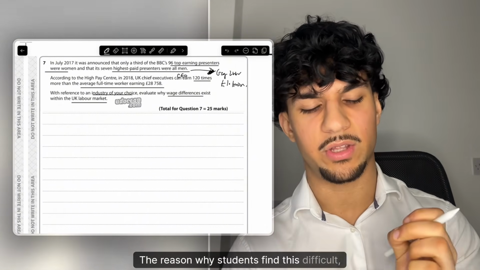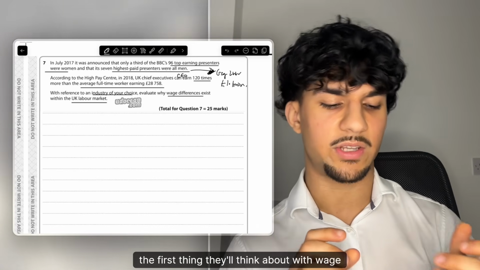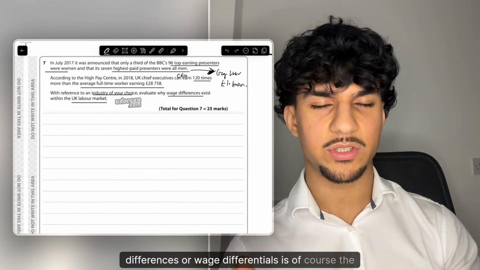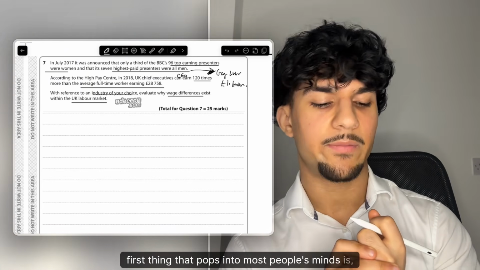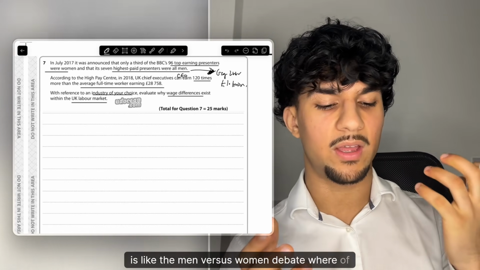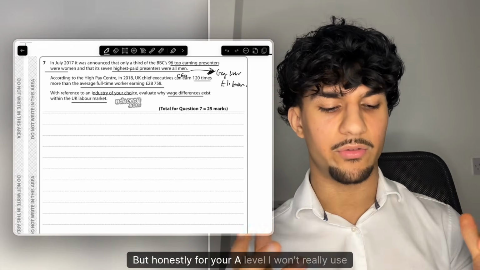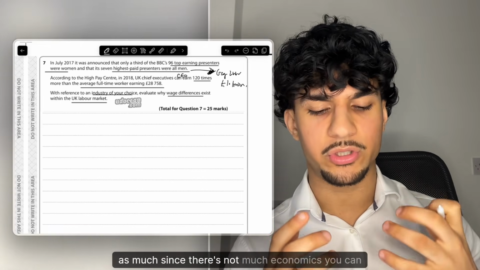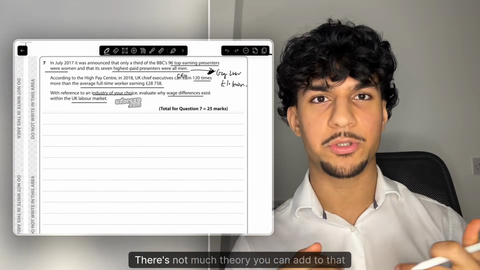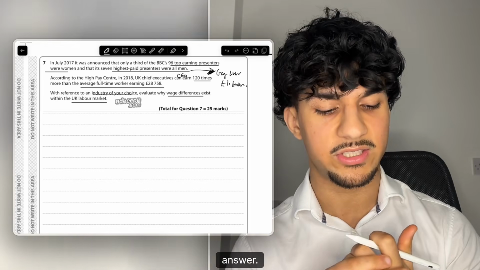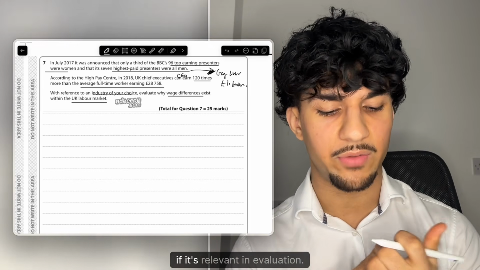The reason why students find this difficult is that the first thing they'll think about with wage differences or wage differentials is, of course, the first thing that pops into most people's minds, the men versus women debate, where, of course, historically men earn more than women. But honestly, for your A-level, I wouldn't really use it as much, since there's not much economics you can really add to it. There's not much theory you can add to that answer. I would use it if it's relevant in evaluation.